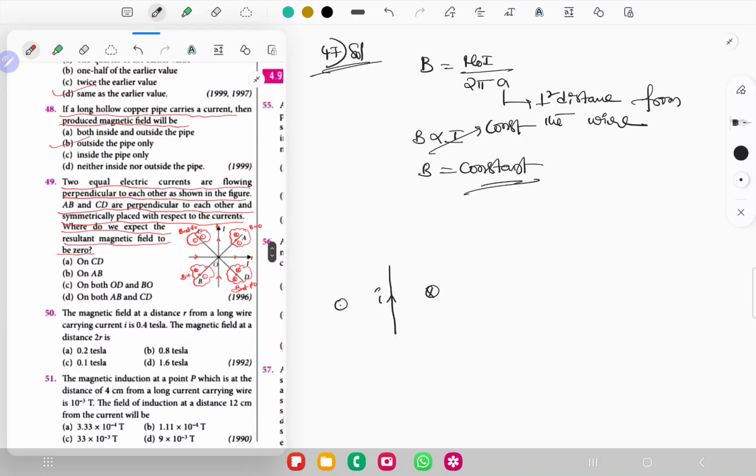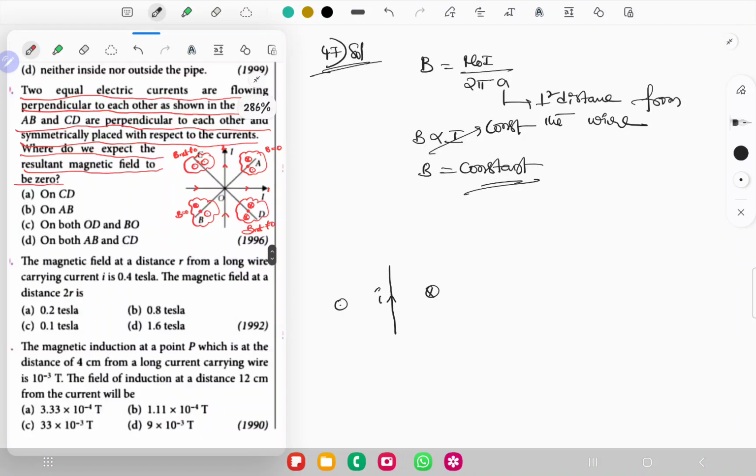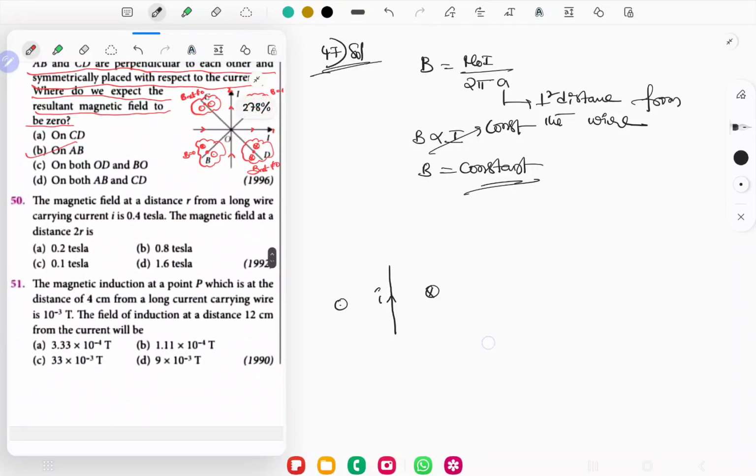Which option? OB and OA is nothing but on the AB wire. That's the correct answer. Got it?